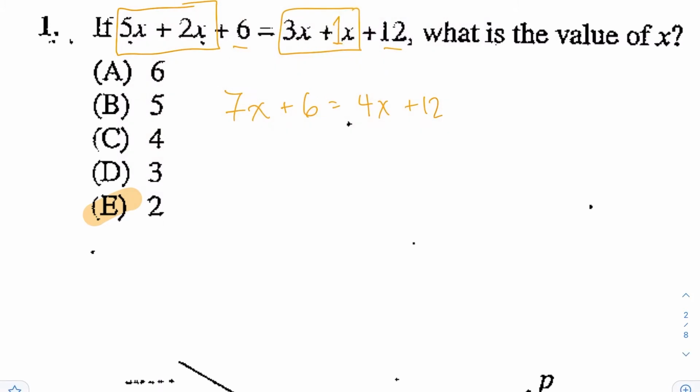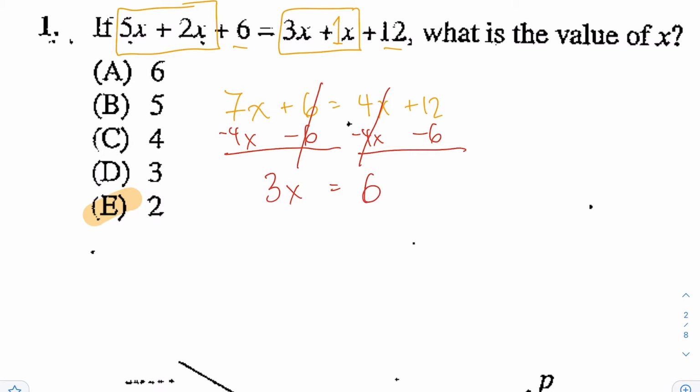Now from here, you've got to move all the x's to one side. So you have to subtract 4x from both sides. And then you want to move all the constants to the other side. So you've got minus 6. So that'll give you 3x left over on the left and 6 on the right. Then you divide both sides by 3 to solve for x, just using inverse operations, and you get that x is equal to 2. And that's choice E.